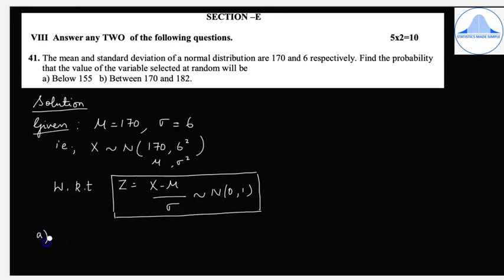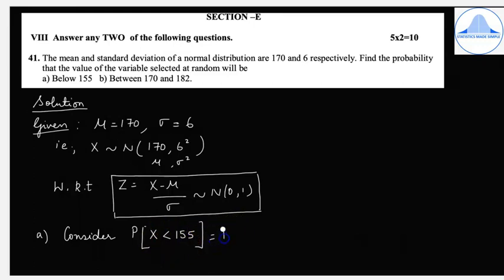I'll write subdivision A. Consider, we should find the probability that the value of the variable, that means capital X, is below 155. So X is less than 155. Now the standard normal tables which you have is in terms of Z. So you have to standardize X. Standardize means from X you should subtract mu and divide by sigma. And from 155 also you should subtract mu and divide by sigma.